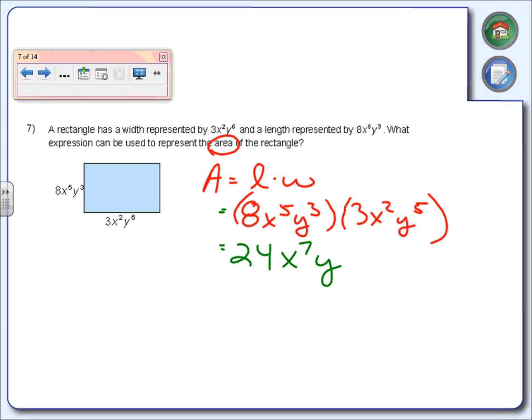And y to the 3rd, or y cubed, times y to the 6th would be y to the... Did I write it down? Oh, should that be a 6? So this 5 right here should be a 6, and this one was a 3. All right, so when we add those together, we get a 9. Y to the 9th on top. So this right here would represent our area. And we found that by multiplying the length and the width.